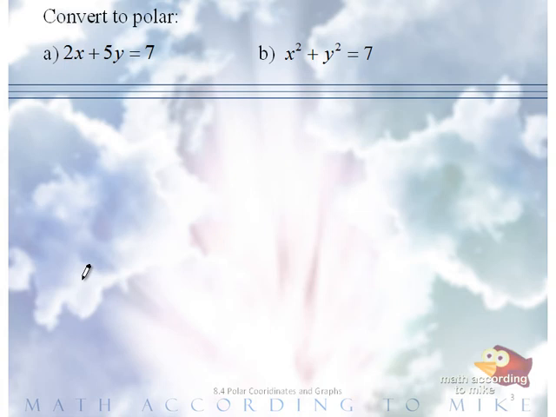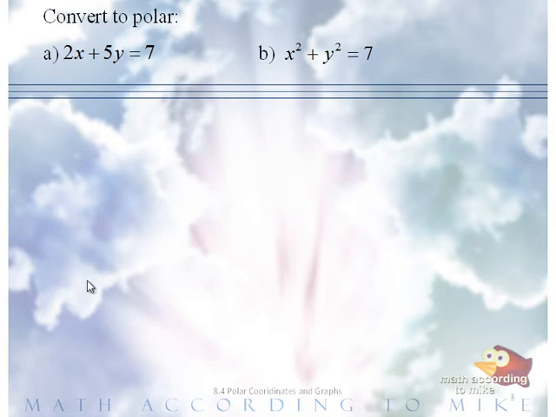So let's convert to polar. These are rectangular equations. How do we know they're rectangular equations? Because they have x's and y's. Very good. So the first one, part A, 2x plus 5y equals 7. What type of equation is that? Linear. It's a nice linear, not too bad looking.